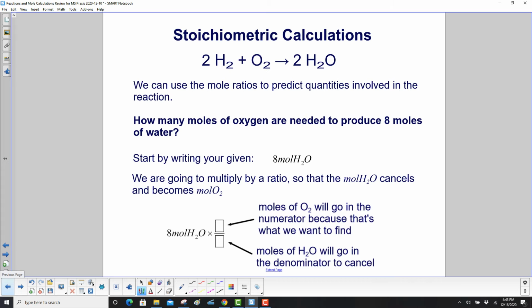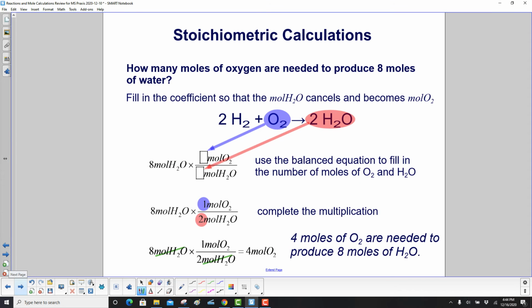We can use the mole ratios to predict quantities involved in the reaction. So here's a question. How many moles of oxygen are needed to produce 8 moles of water? So start by writing your given, 8 moles of water. We're going to multiply by a ratio so that the moles of water cancels and becomes moles of oxygen. So we start with 8 moles of water, and in the numerator we put the moles of oxygen. That goes in because that's what we want to find. Then we put moles of water in the denominator so it will cancel out the given.